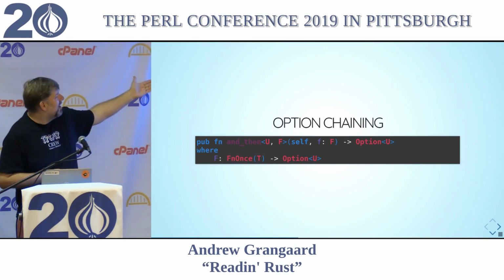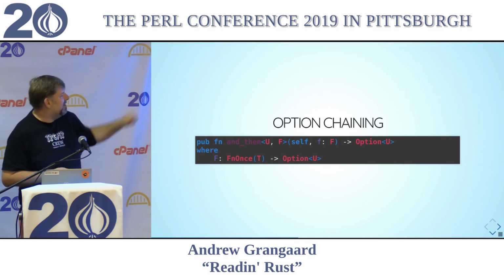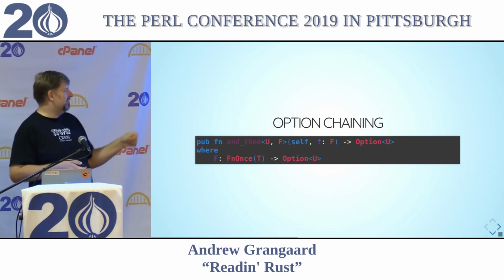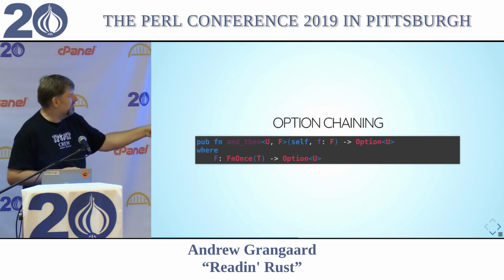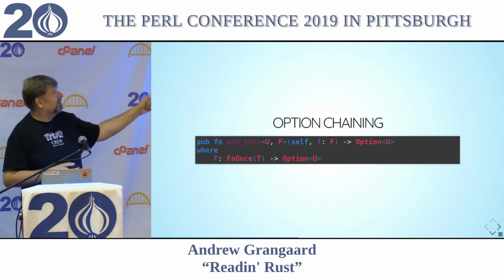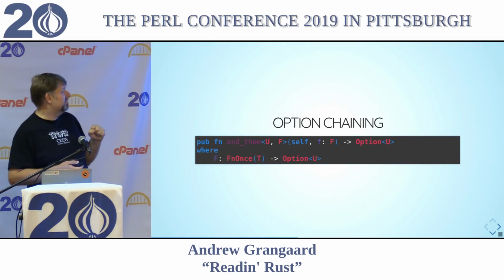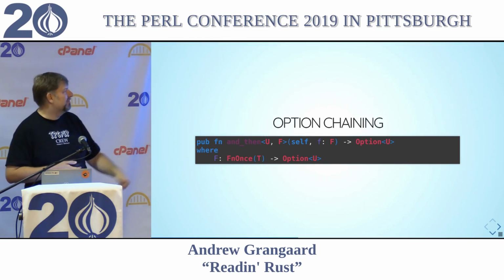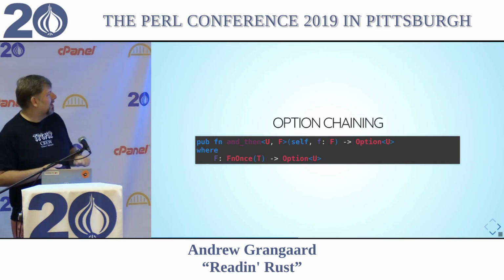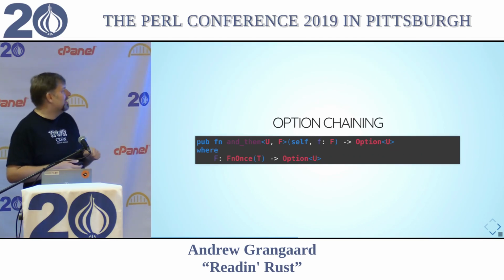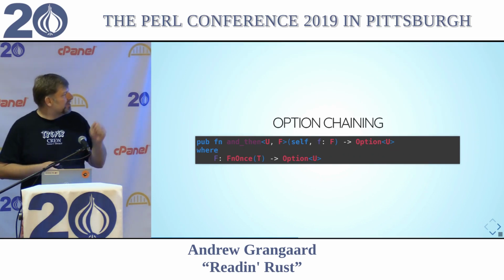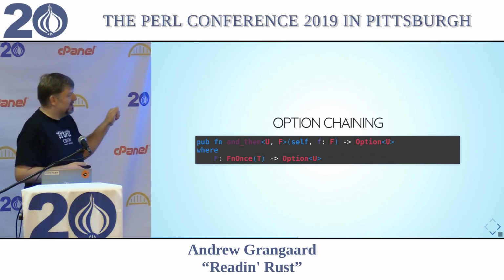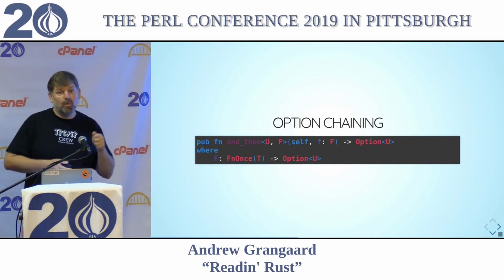But to read this, there's a public function named and then on types U and F that takes self, moving by taking ownership of self, with one argument f, which is of type F, and it returns an option over type U, where F is FnOnce of T. So where F is a function of T that returns an option of type U, and specifically it is a function that implements FnOnce.